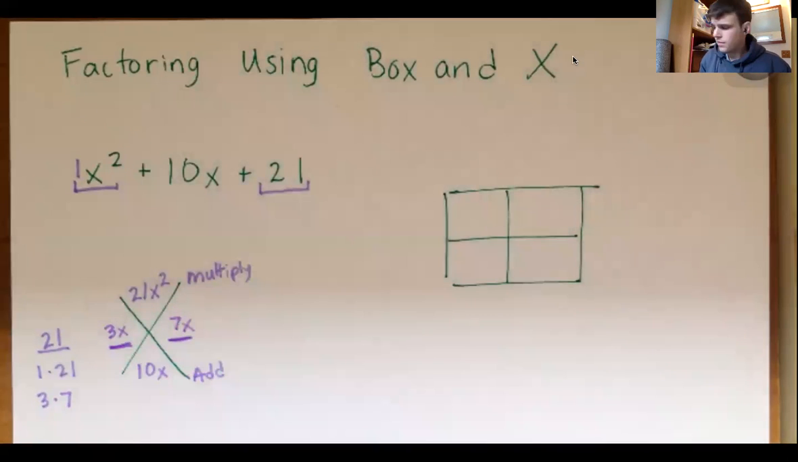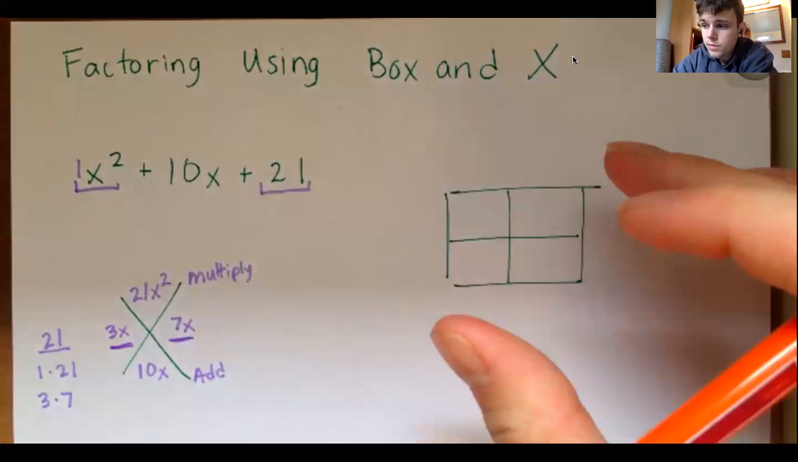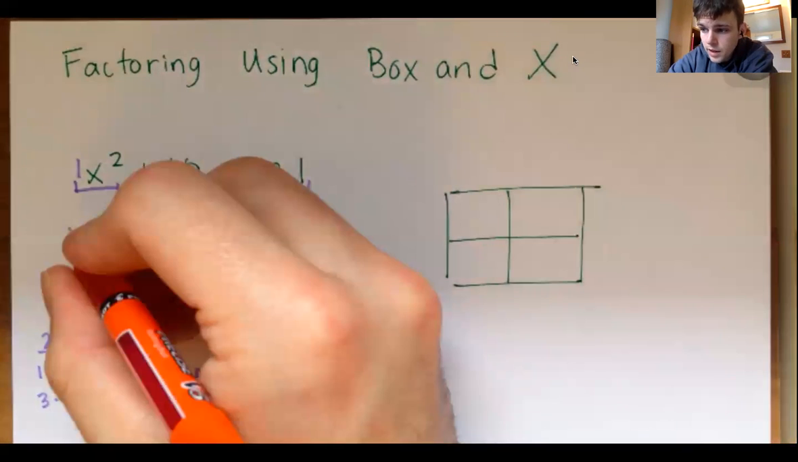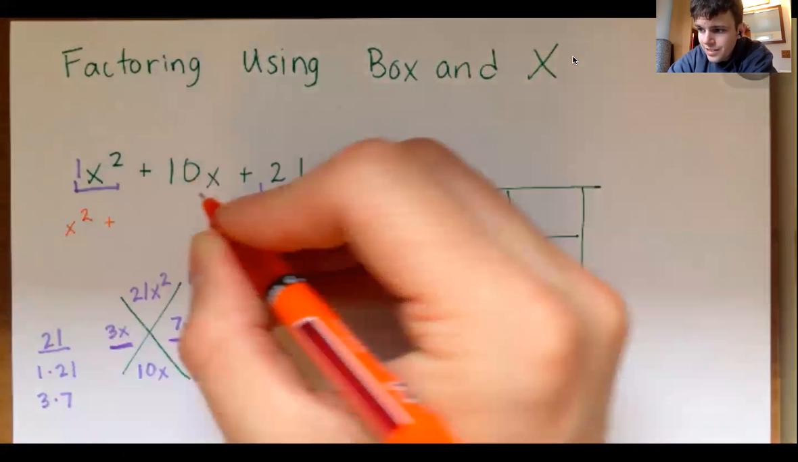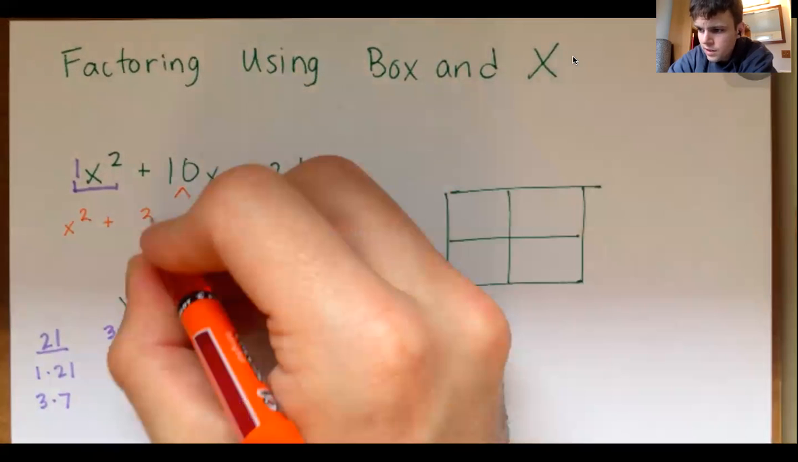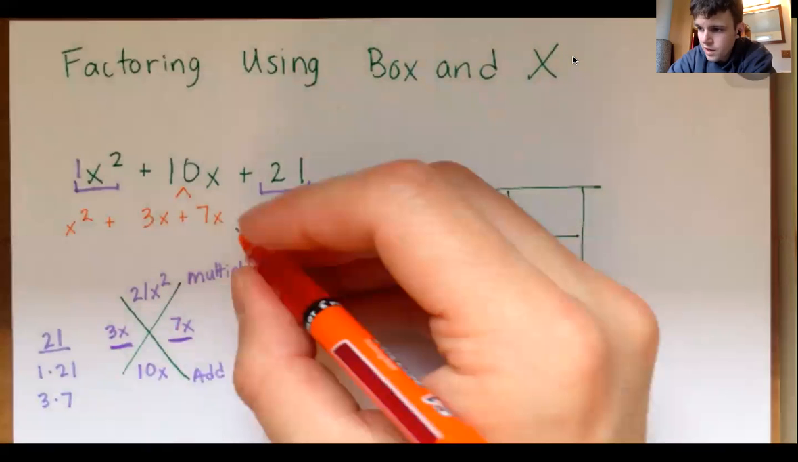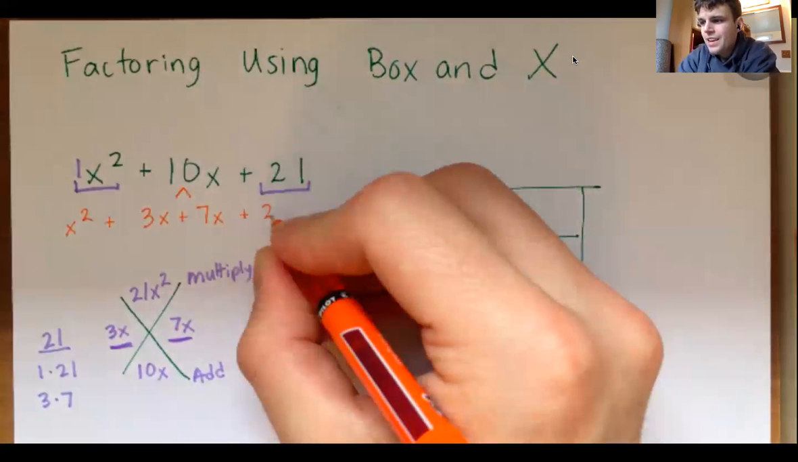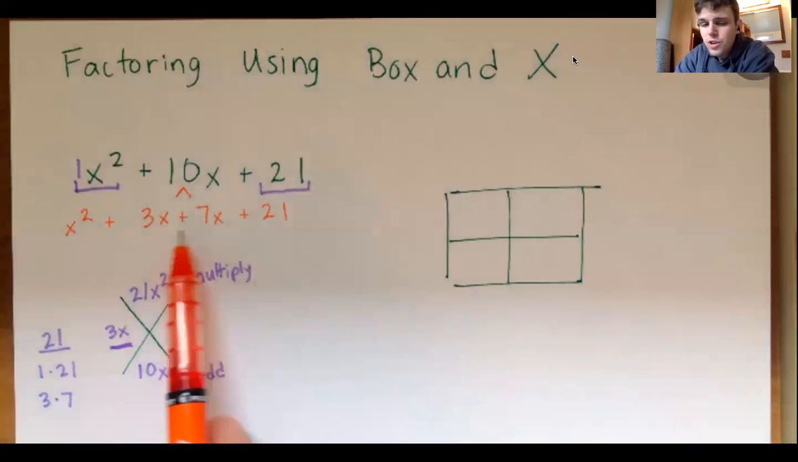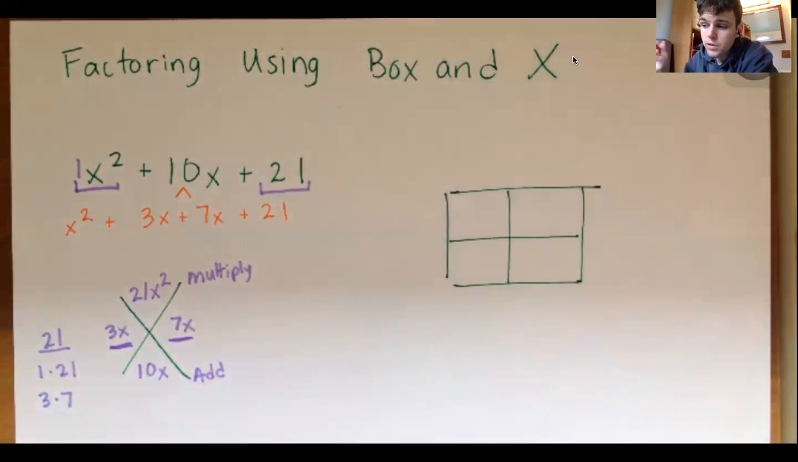And the whole point of this is to be able to split our original trinomial into 4 terms. So we would end up with x squared plus, now this 10x is what's being split. It's being split as 3x plus 7x. That's an equivalent way to write 10x, and still plus 21. These 4 terms are what we would get when we multiply the 2 binomials that this actually factors into.